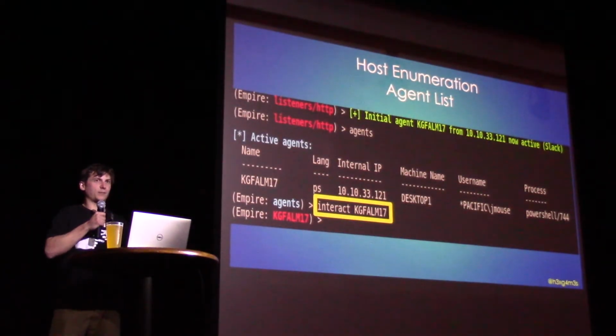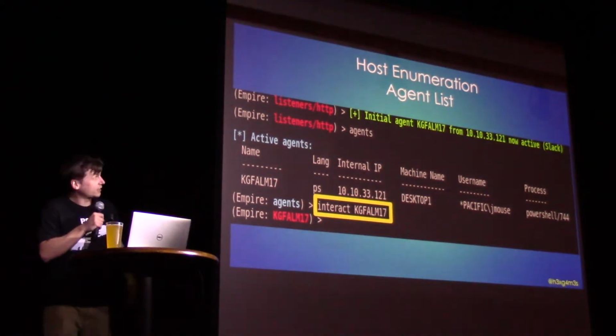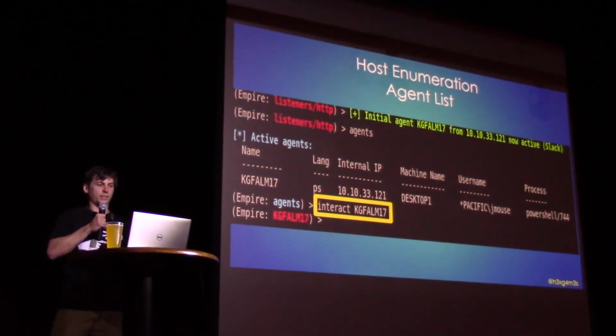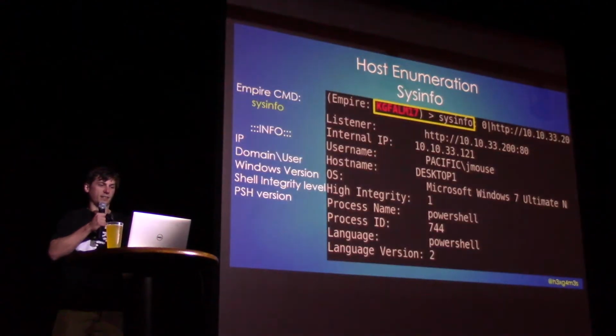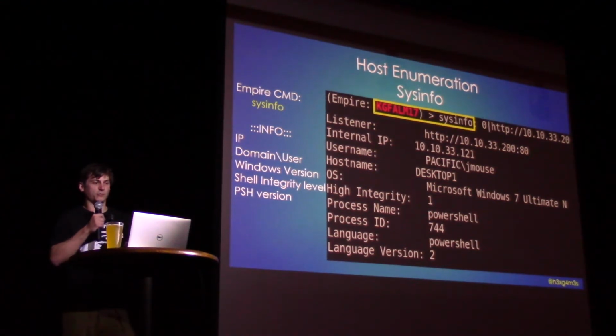I didn't really cover catching the shell originally, but right when you get a shell initially in Empire, you get some of that host info right away. It gives you an agent name that you can interact with. It tells you the internal IP you're on, the machine name, the user you're running as, and when you first interact with these hosts, the first thing I typically do is run sysinfo.